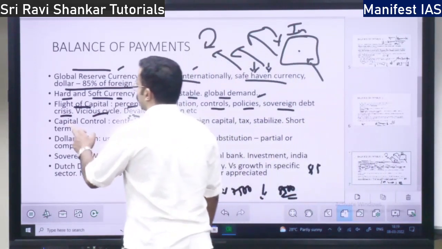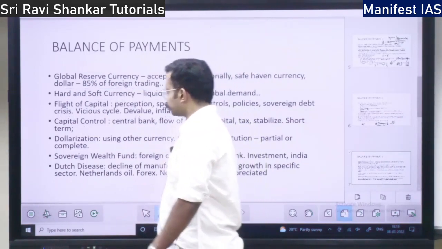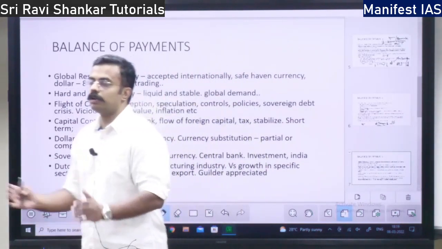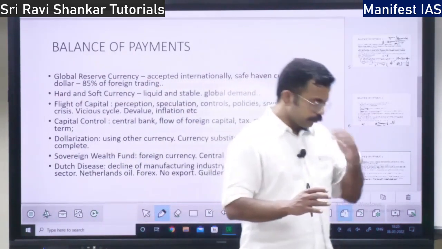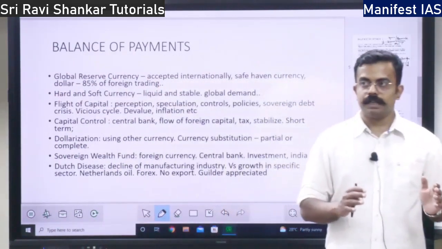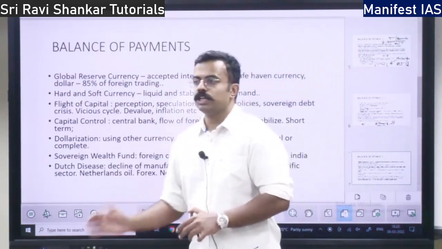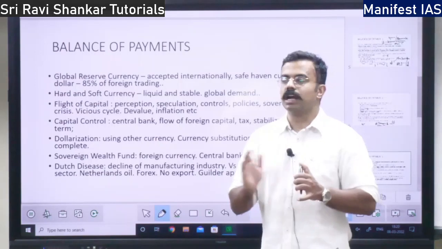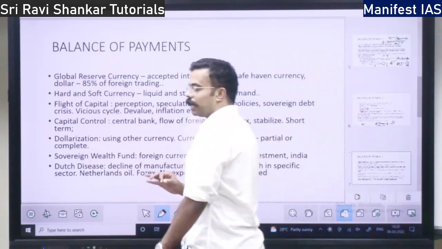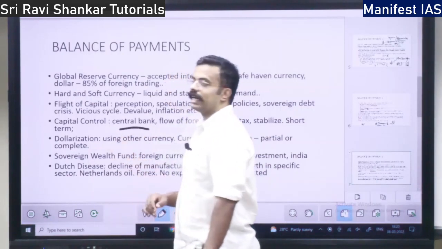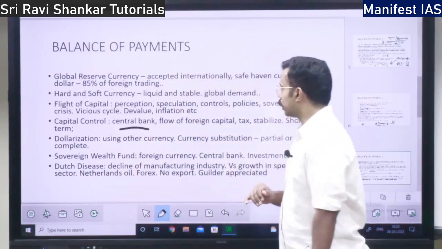Then you have capital control. What is the concept of capital control? See, it is controlling the flow of capital: how capital is going to flow into the country, how capital is going to flow out of the country. Controlling that is called capital control, right? Who does it? The central bank does the capital control.